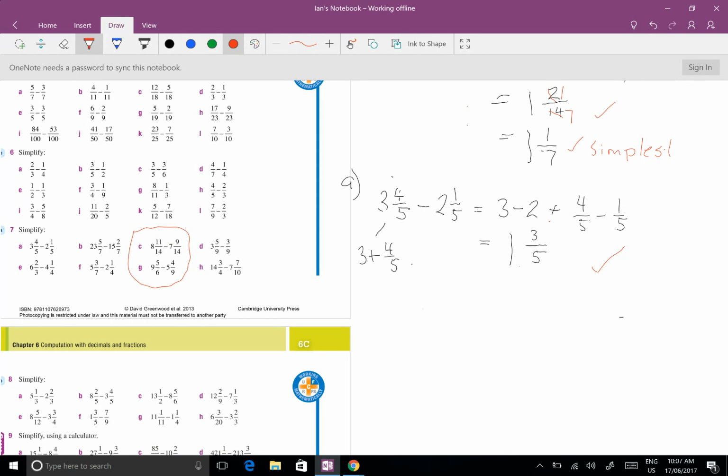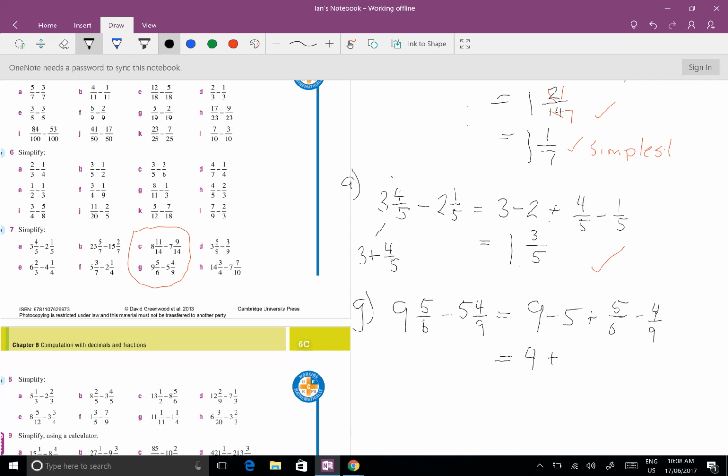All right, let's have a look at another one. Let's go G. Now we're getting a little bit harder, because I've got 9 and 5/6 minus 5 and 4/9. Well, I can do the whole numbers again. 9 minus 5. And then I've got 5/6 minus 4/9. Well, 9 minus 5 is 4.